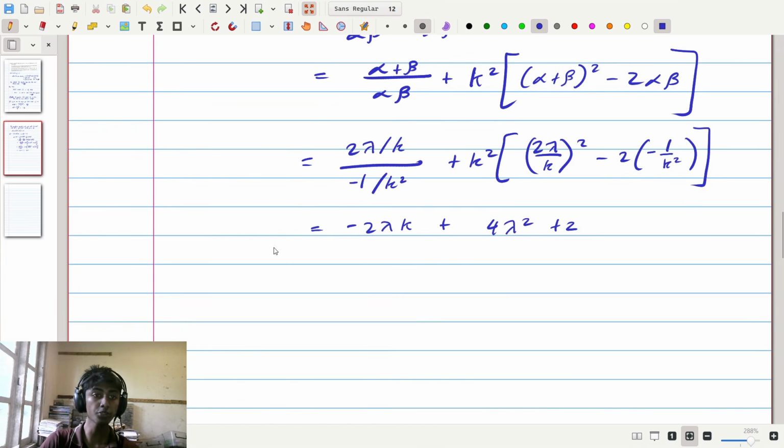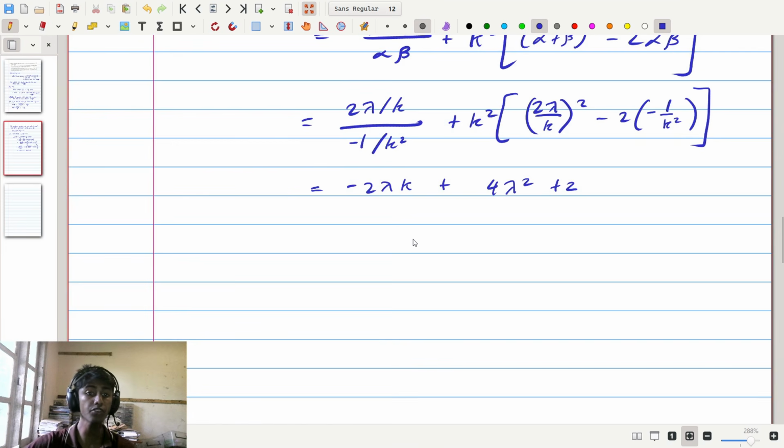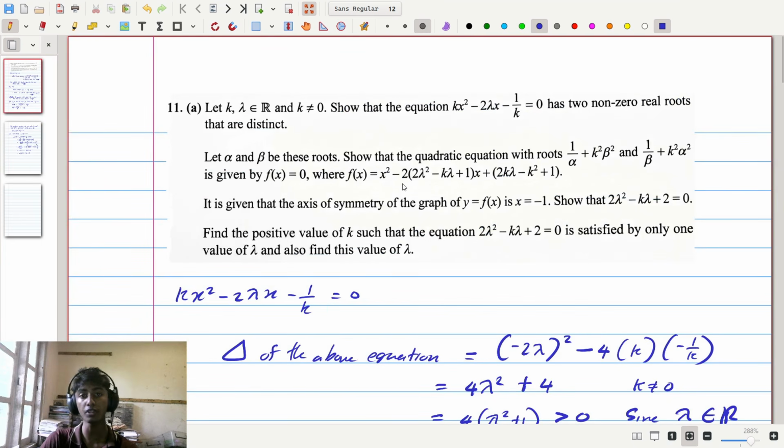Now this is not what we had in the question, because we need a little bit of rearrangement and factor out a 2. So if we factor out a 2, we have 2 times, and on the inside I'm going to take this lambda squared to the front, in which case we get 2 lambda squared minus k lambda, or minus lambda k, and plus 1. And that is the term that we had in the original question: 2 times (2 lambda squared minus k lambda plus 1).